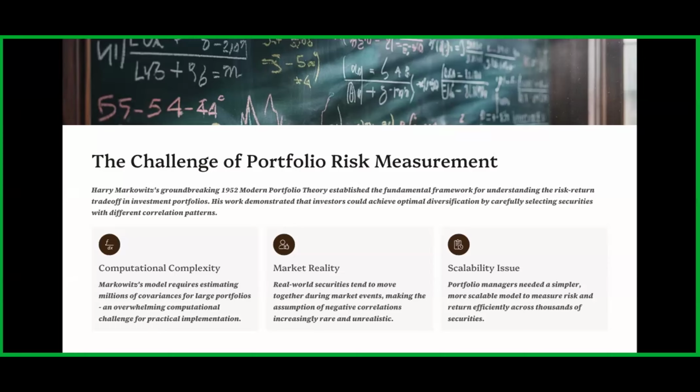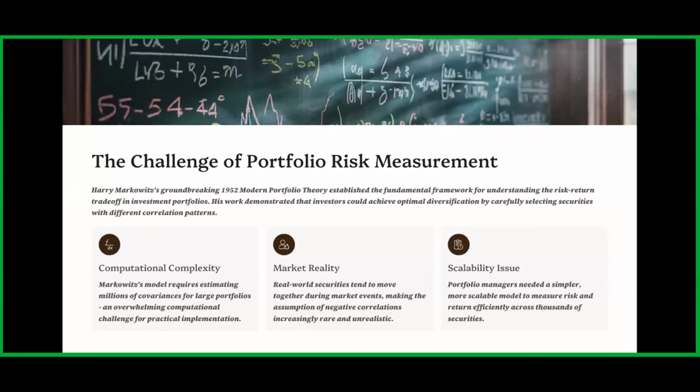The Markowitz model requires estimating millions of covariances for a large portfolio, an overwhelming computational challenge. Whenever we have large investment options, the calculations and the mathematical part are very large in Markowitz portfolio management theory. In the single index model theory, we reduce those mathematical calculations. We calculate the risk and return for the single index, that is, for a bunch of companies in the single index model.